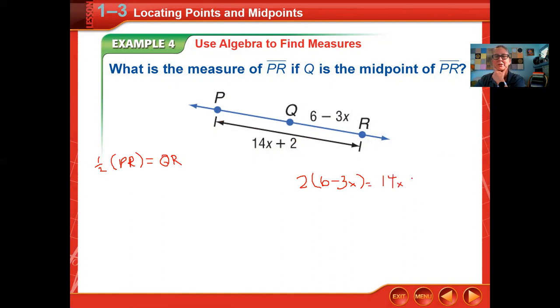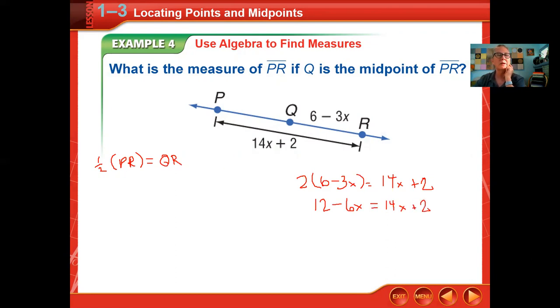Whoa, I'm a good writer on math. Okay? If you do it this way, that's the same thing as if you said 6 minus 3x plus 6 minus 3x. So you would get 12 minus 6x. I'll just write that. You would get this: 12 minus 6x equals 14x plus 2, and then you would solve for x.